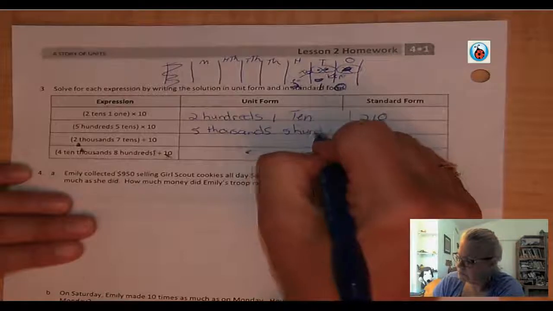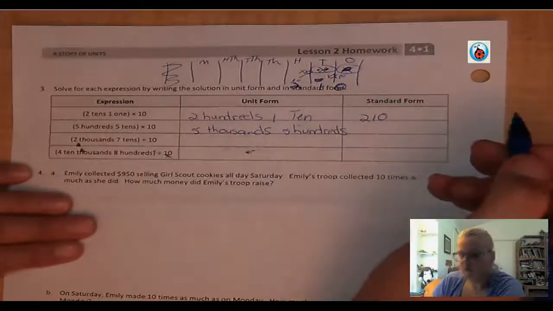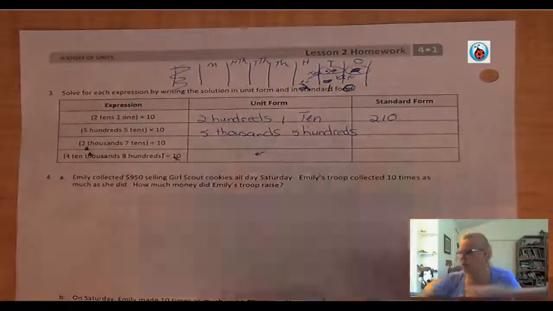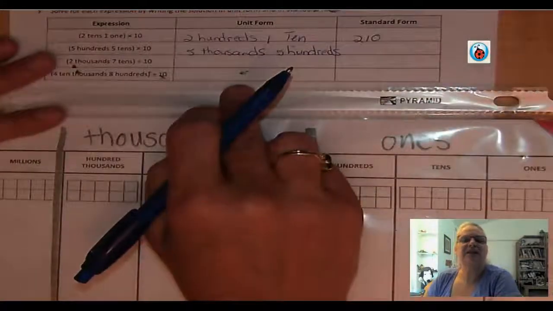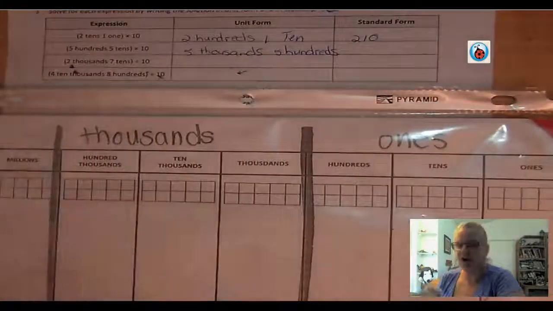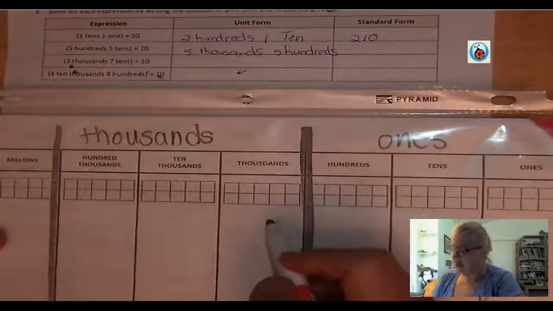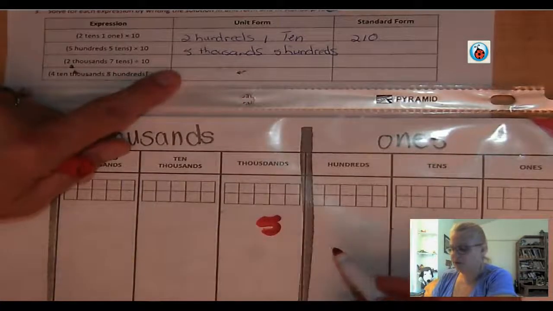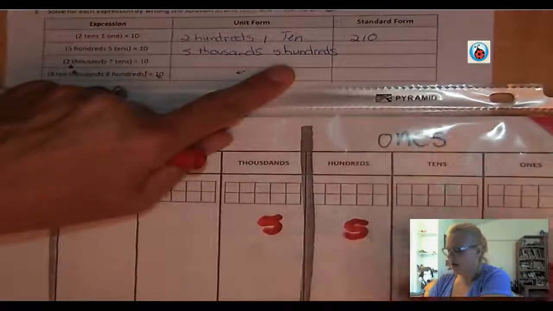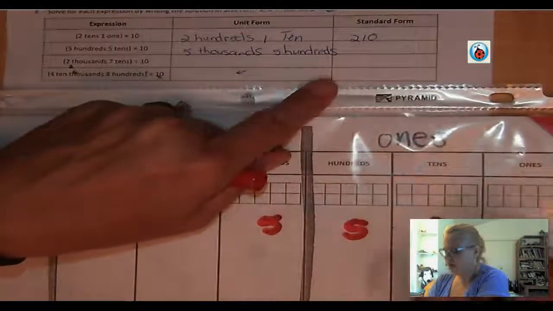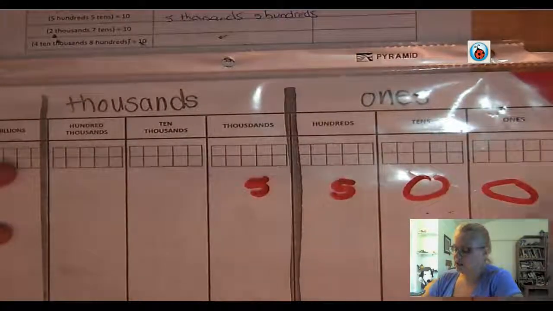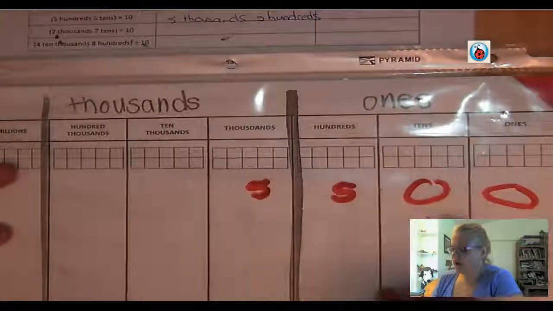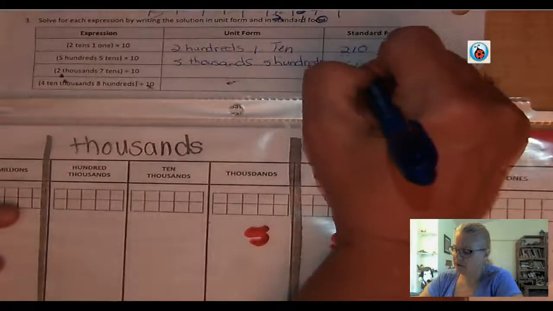Okay, now I'll look at my place value chart because I'm not sure how I'm supposed to write this in standard form. I understand this part, but when I get to standard form, I'm a little confused. So, how many thousands do I have? I have 5. How many hundreds do I have? I have 5. How many tens? None and no ones. So my number then becomes 5,500.